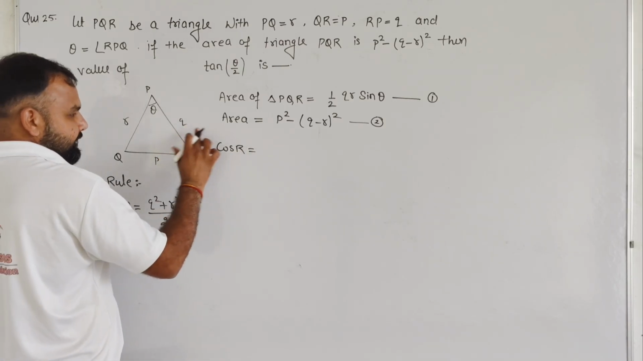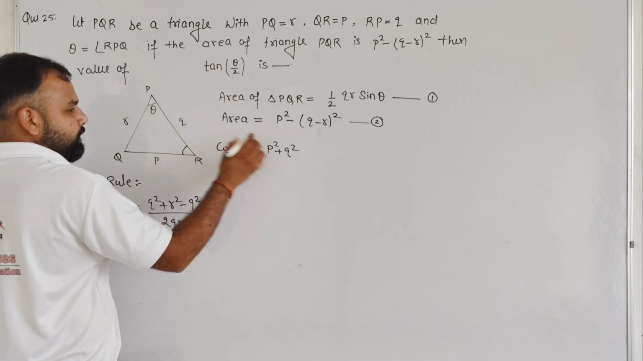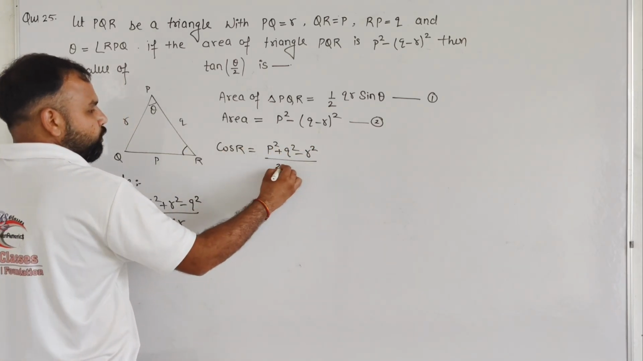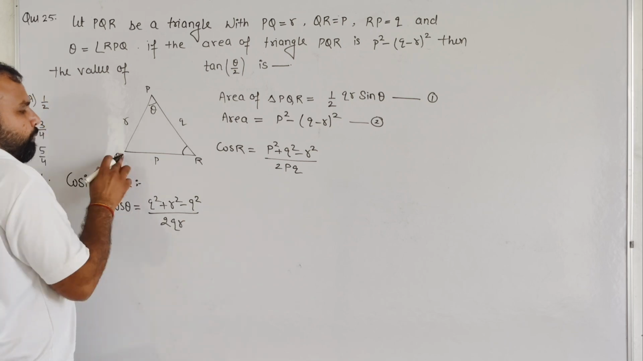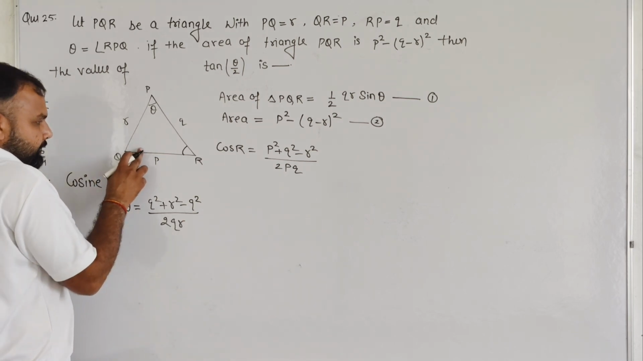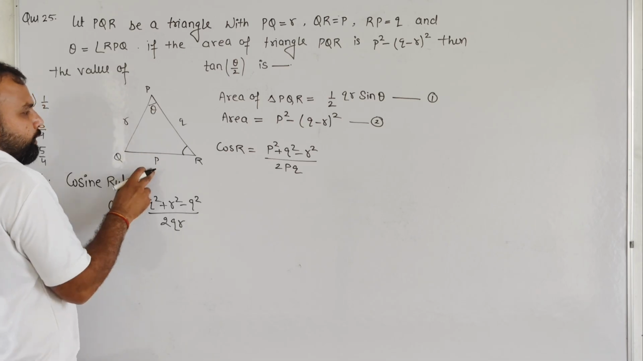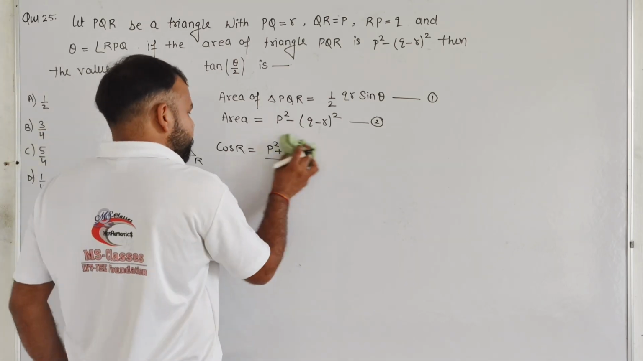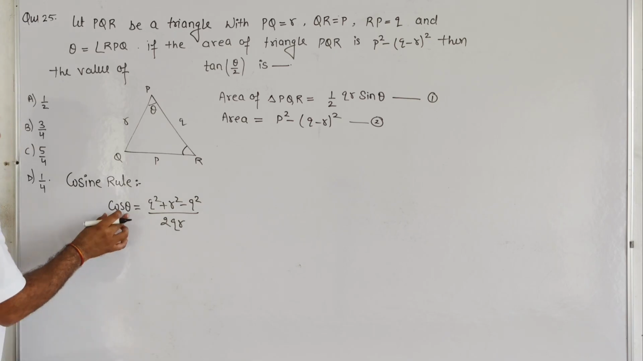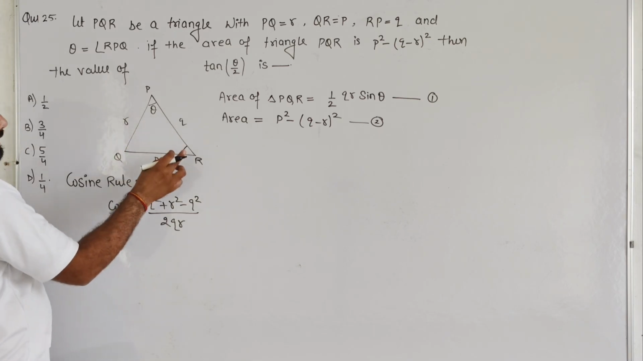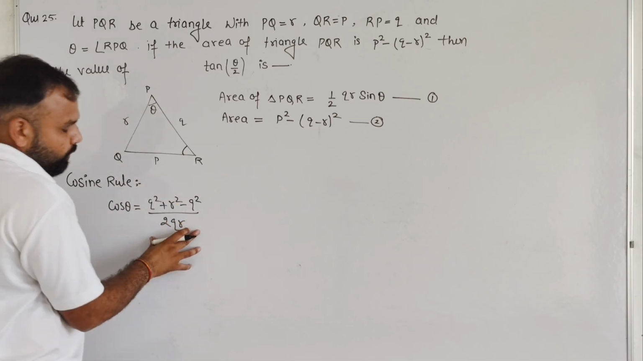So the adjacent sides square, that is p square plus q square minus opposite side square, divided by 2 times p into q. This is the cosine rule. If you need to find the value of cos q, then p square plus r square minus q square divided by 2 times pr. So we are not required to calculate cos q and cos r. We require cos theta. So cos theta is basically q square plus r square minus p square divided by 2 times qr.